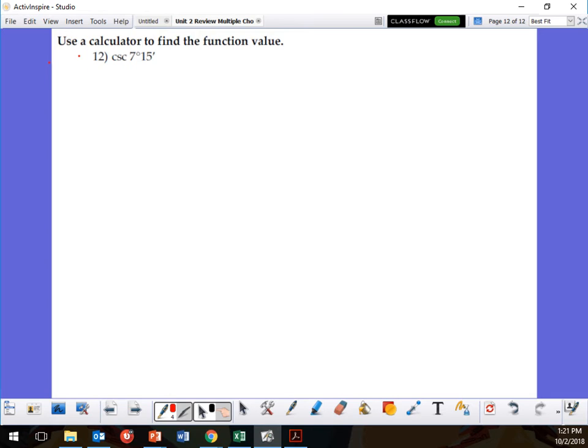Okay, says right here, use a calculator to find the function value. Now, since you guys all have your calculator and you have them all already set to degree mode, all you have to do is plug that in and actually hit the enter button. I gotta wait for mine to load.